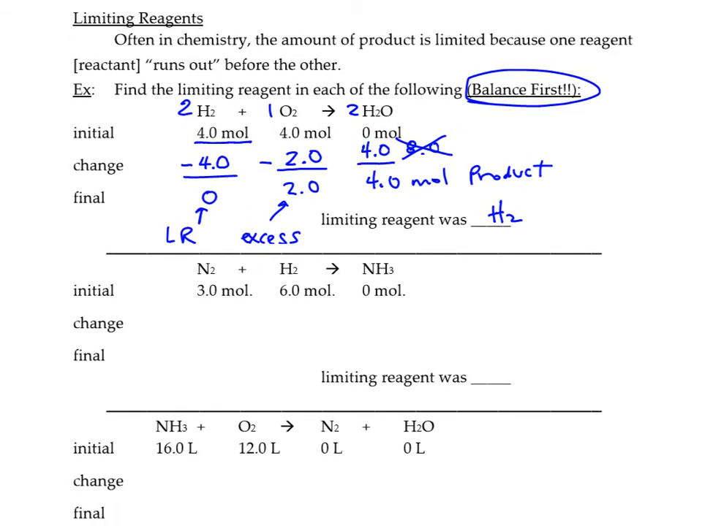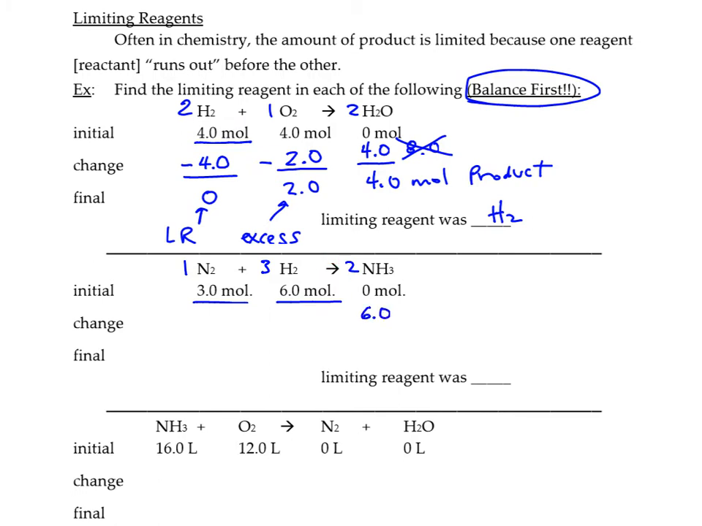We're going to do the same thing and balance it first. 1, 3, 2. So I'm going to see, does the 3 run out or the 6 run out? That's what I want to figure out. So I'm going to bridge from the 3. So little bridge again, 3 divided by 1 times 2 is 6. So I'm going to write that over here, 6.0.